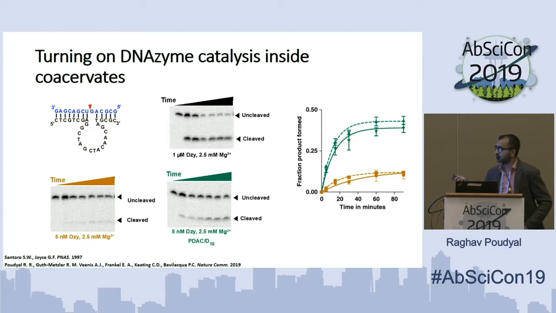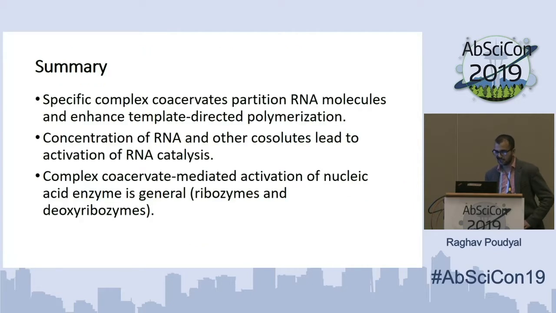That's just the quantification from different magnesium levels. In summary, we've shown that specific complex coacervates can not only partition RNA molecules, but can also enhance template-directed polymerization under limiting magnesium concentrations. Concentration of RNA and other co-solutes can lead to enhancements of RNA catalysis. And finally, we've shown that complex coacervate-mediated enhancements seem to be general, in that different compositions of coacervates can activate different nucleic acid enzymes.